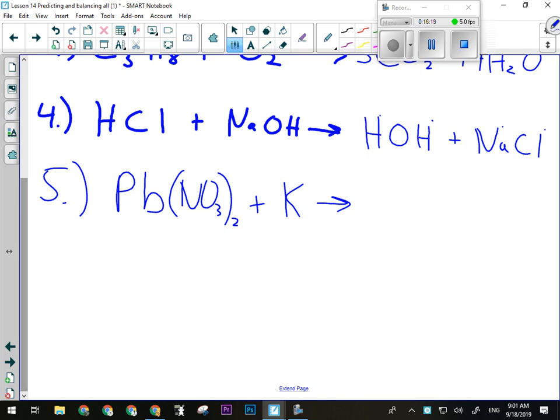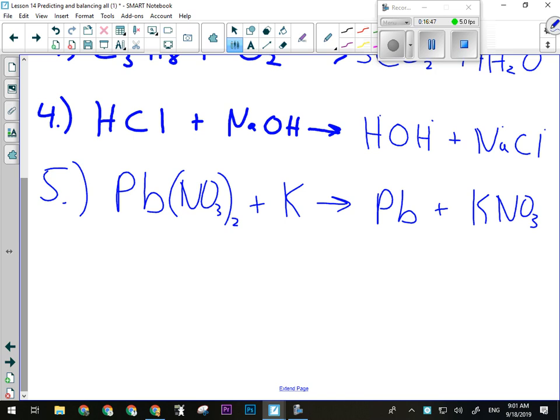So I've got lead nitrate, it's reacting with potassium. What kind of reaction is that? Single replacement. In a single replacement reaction, the element needs to replace the part of the ionic compound that it is like. So potassium is a metal, so it's going to switch out for lead. So lead is going to end up alone, and potassium will end up with nitrate.